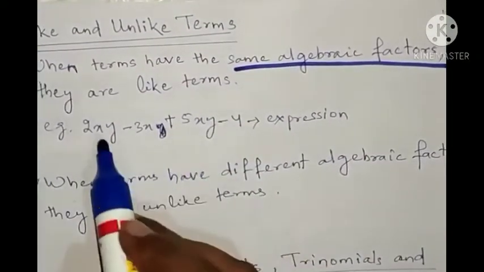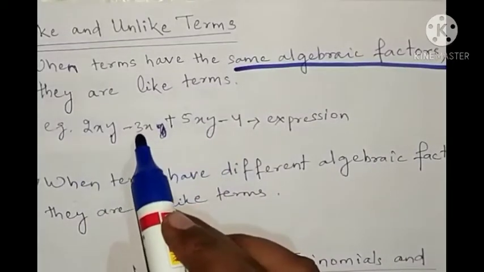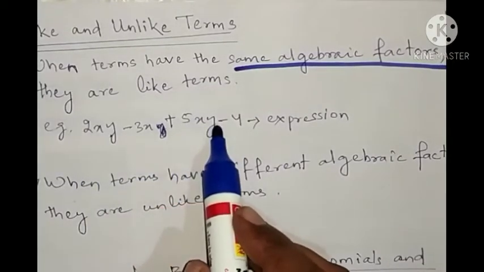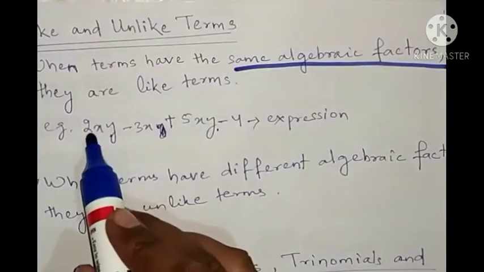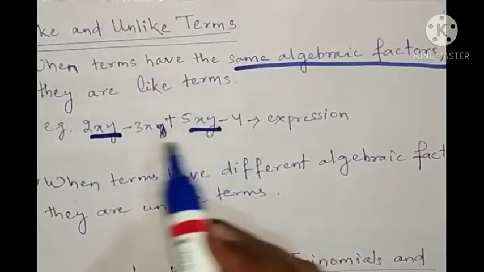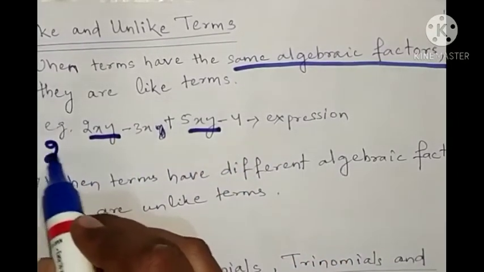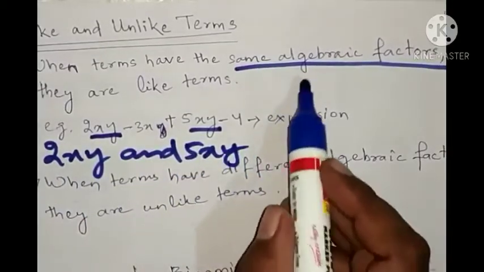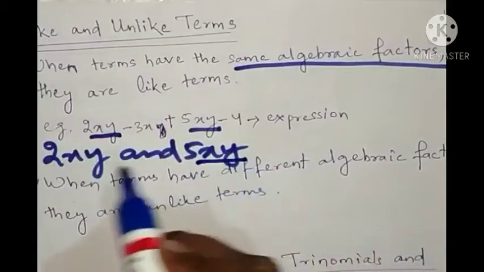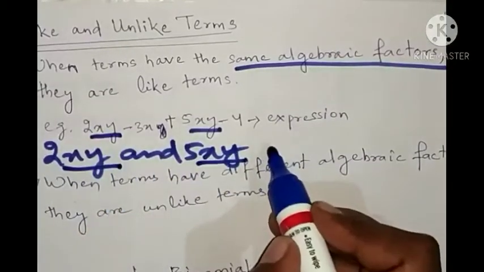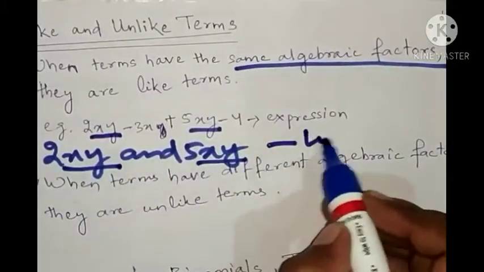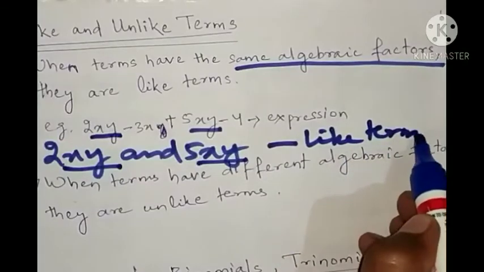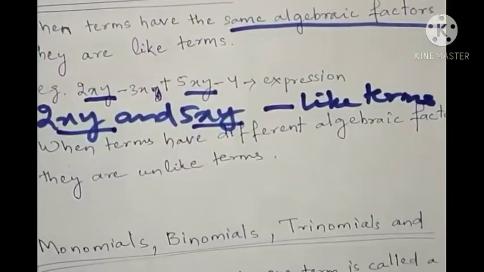Here the expression is given: 2xy minus 3x plus 5xy minus 4. You see here xy, xy. So in 2xy and 5xy, the algebraic factors are the same, xy, xy. So that's why these two terms are like terms. Okay. But what are unlike terms?